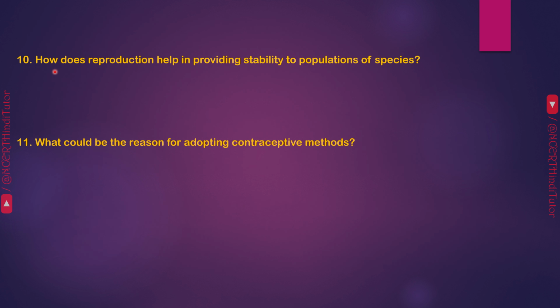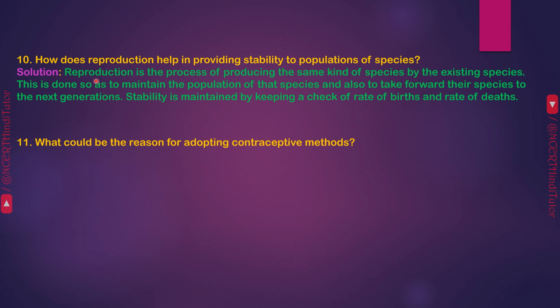Question 10. How does reproduction help in providing stability to populations of species? Answer. Reproduction is the process of producing the same kind of species by the existing species. This is done so as to maintain the population of that species and also to take forward their species to the next generations. Stability is maintained by keeping a check on the rate of births and rate of deaths.